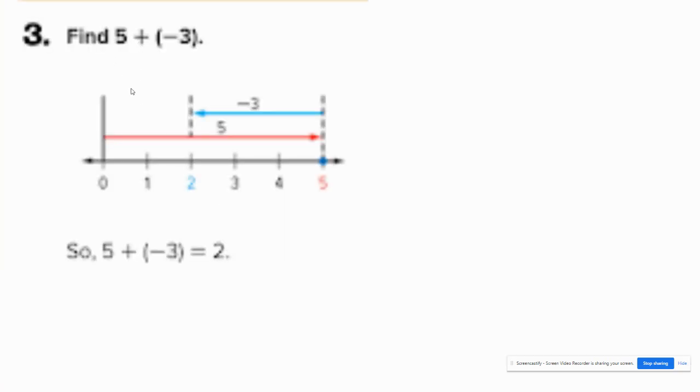Now, if you're going to find 5, again, you start at 0, you go 5, plus a -3. You're going to go to the left. When you add a negative, you're going to go back to the left. So this is different than what you're used to. Normally, you would call this 5 minus 3. But now we're dealing with adding integers. We're going to add a negative. So 5 plus -3 equals 2. Same as subtracting 3.